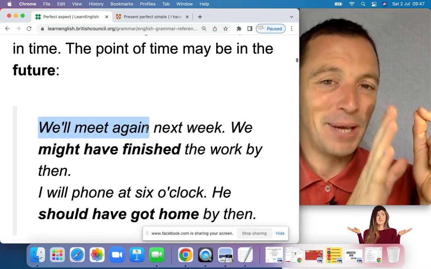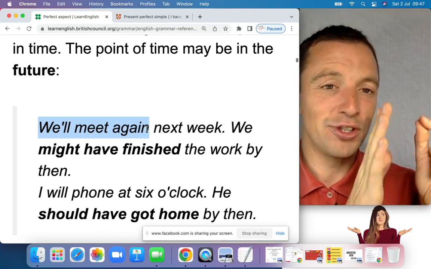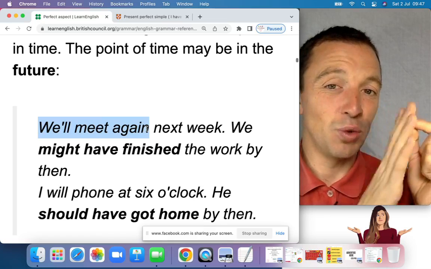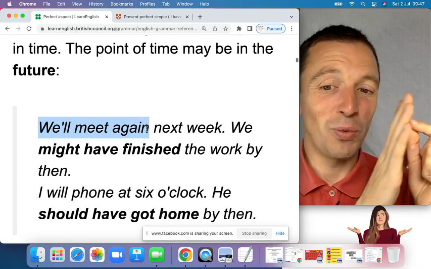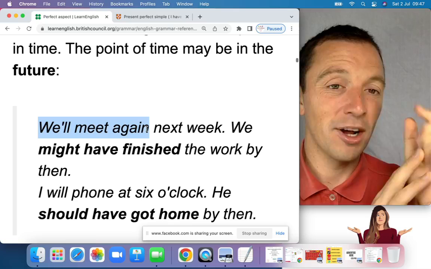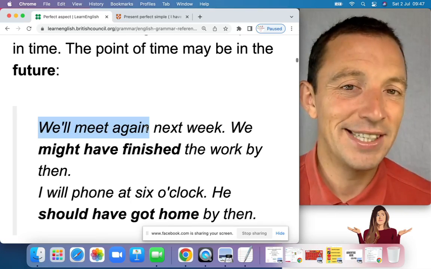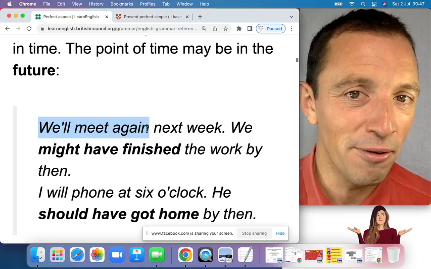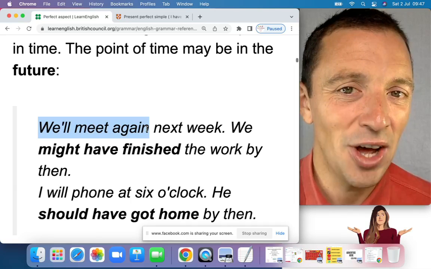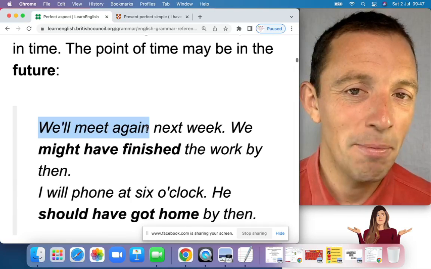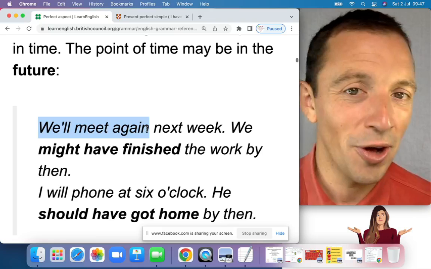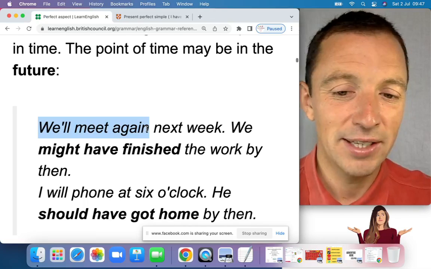And it's a possibility, might, may, could, the possibility that you will have finished that work before that moment when you meet next week. So very similar structure to above, but this specifically is all the other modal verbs: might, may, could, should, ought to, must, have to, etc.